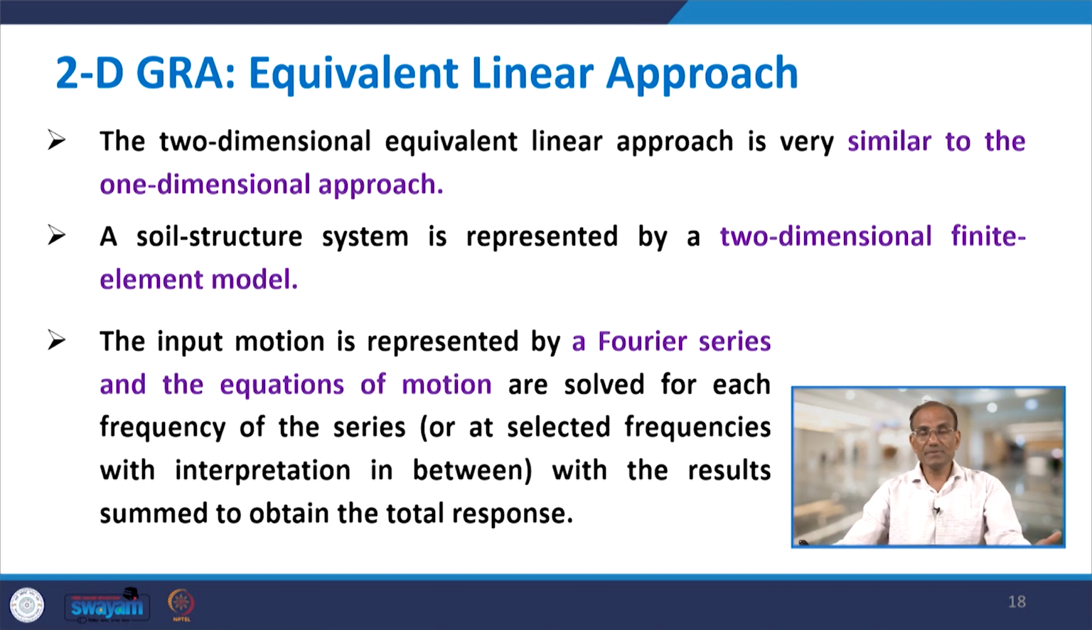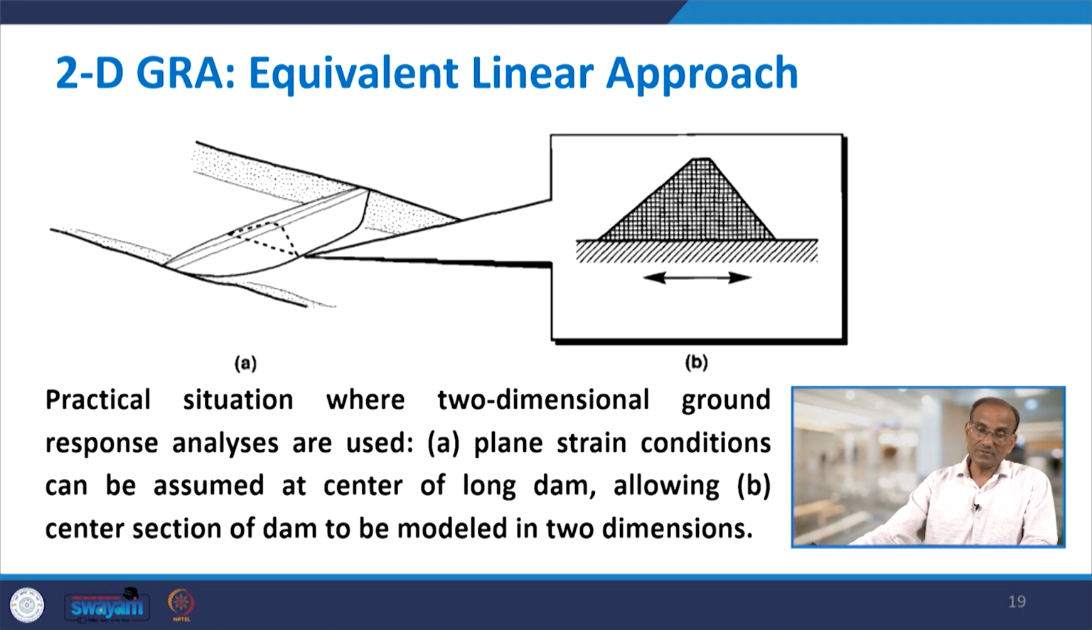The input motion, which may be due to an earthquake, is represented by Fourier series. That means you have a time history, normally an acceleration time history, and then using FFT you find the Fourier spectrum. In the Fourier spectra, you get frequency on the x axis and Fourier amplitude on the y axis. The equations of motion are solved for each frequency of the series, and then finally you sum up the results to obtain the total response, and then again use the inverse FFT.